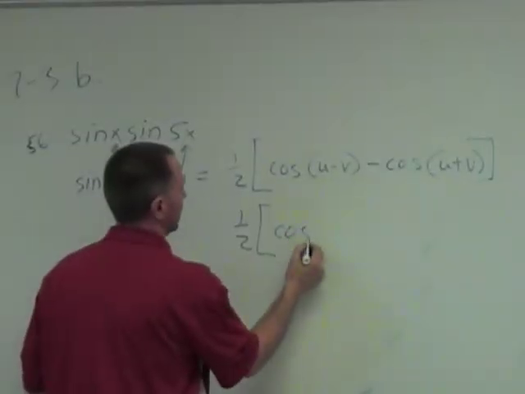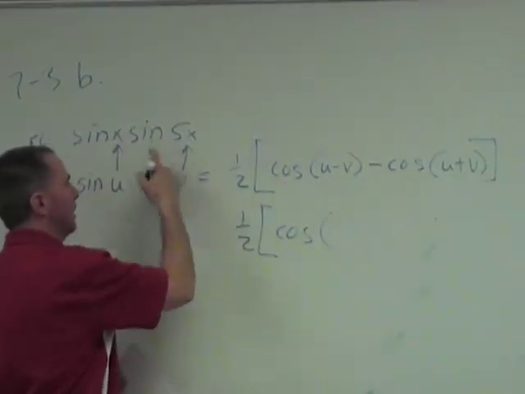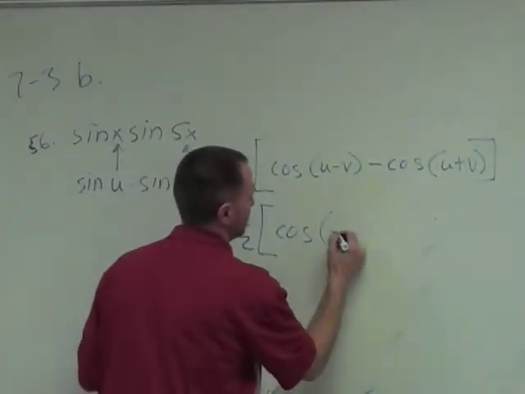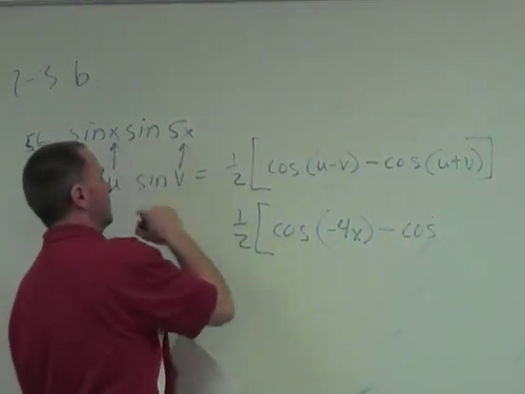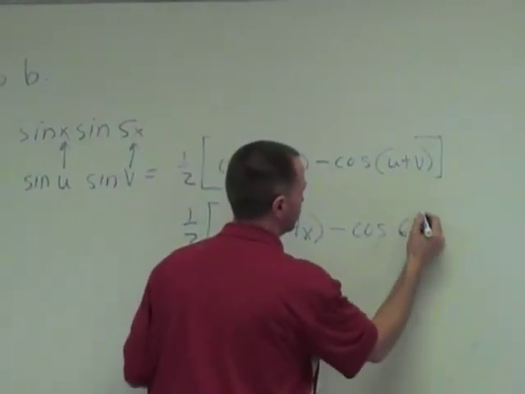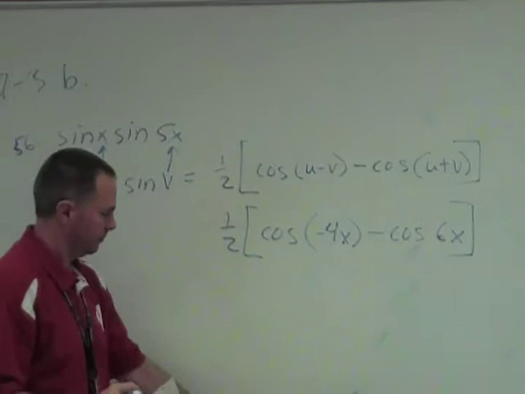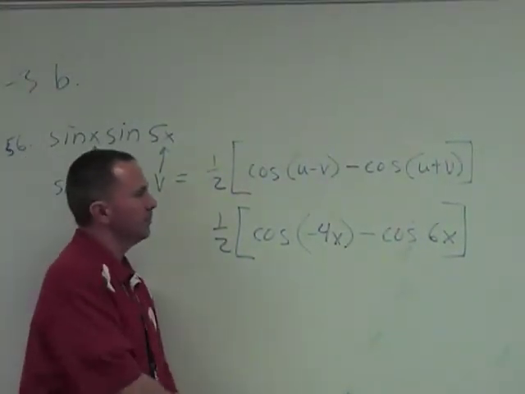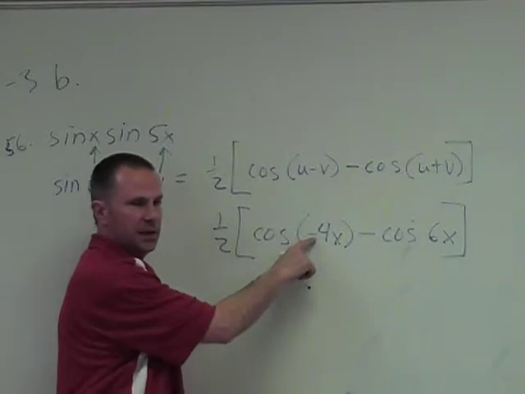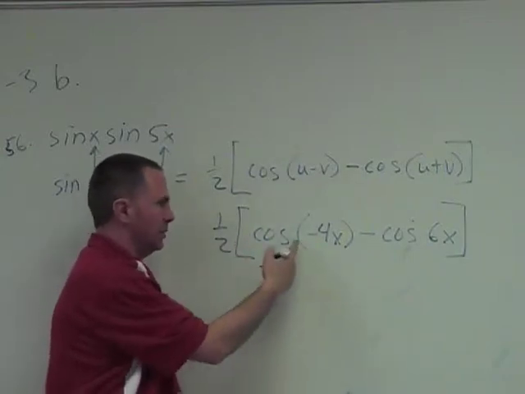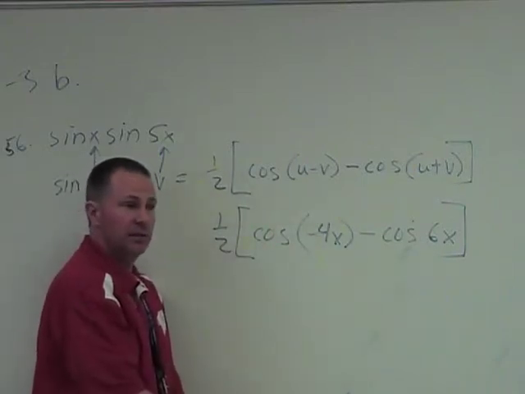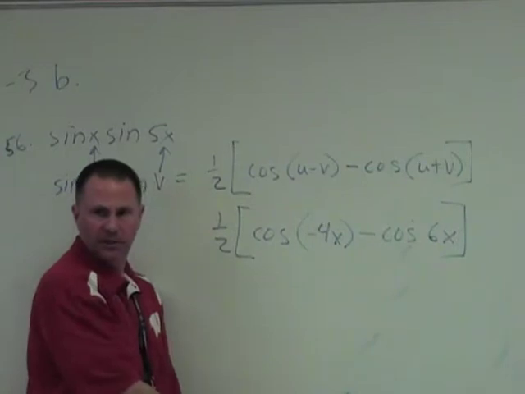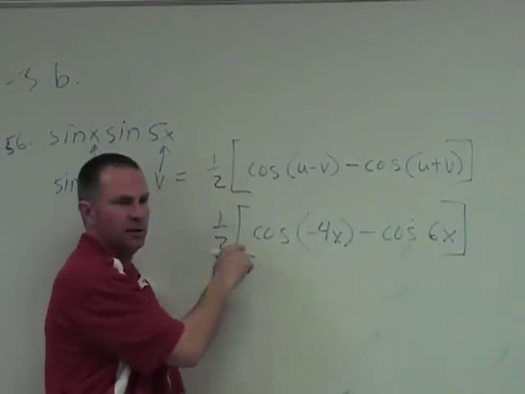So it's 1/2 cosine, u is x, v is 5x, so x minus 5x is negative 4x, minus the cosine of u plus v, so that's 6x, and you've learned that your negative sign can come out in front here. If you wanted to, you could put that out in front and say cosine of 4x. This is all you would need to do for the test. We don't know what x is, so there's nothing really left to simplify except maybe putting this out in front of the cosine.